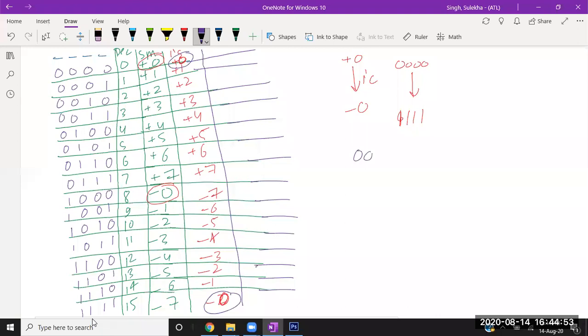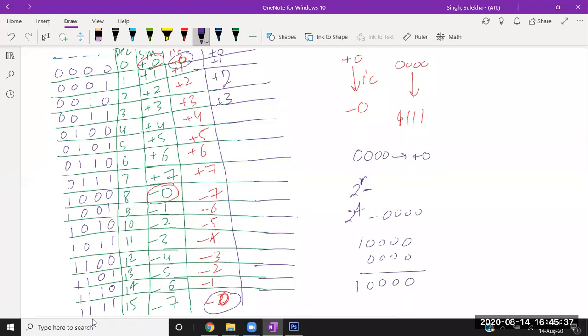So if I say 0, 0, 0, 0 is plus 0, okay, so this is my plus 0. And if I say this one is plus 1, this one is plus 2, this one is plus 3, so I need to take the 2's complement of all the numbers. Okay, so what is the 2's complement method? 2 to the power m, means 2 to the power 4 minus 0, 0, 0, 0. 2 to the power 4 is basically 1, 0, 0, 0, 0. When you subtract this number, you will end up with 1, 0, 0, 0, 0.